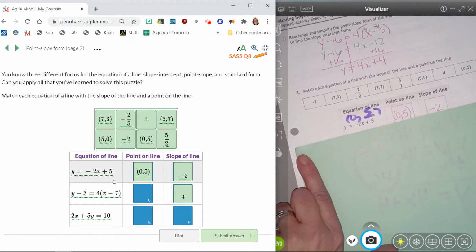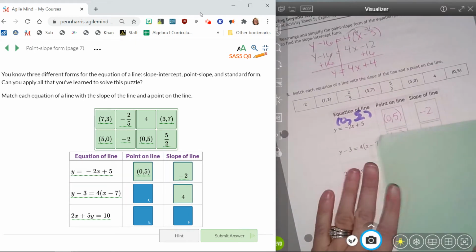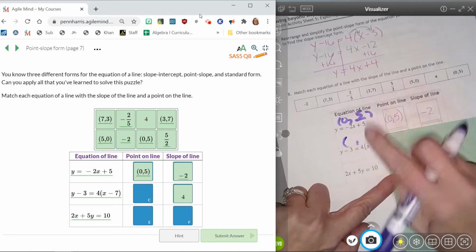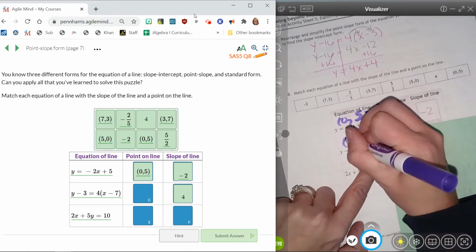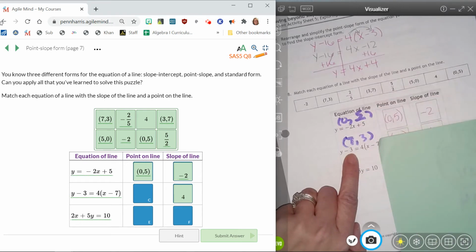On this one, okay, this is in point-slope form. They give you guys the point. Remember, the x goes with the x value, so the x is 7, the y is 3. So 7, 3.